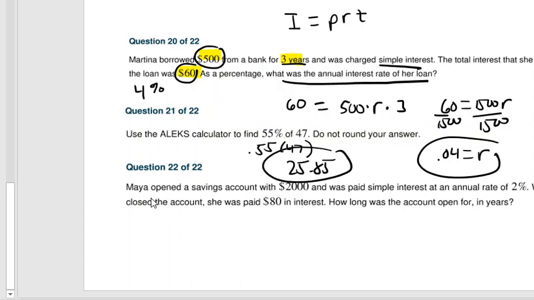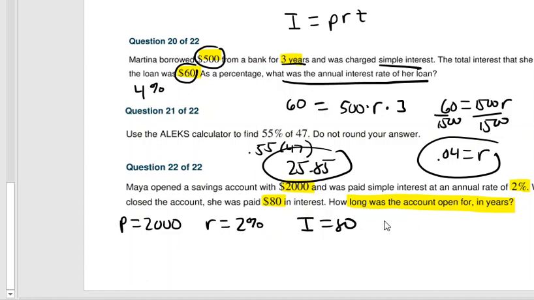Okay, on the last one, Maya opened a savings account with $2,000 and was paid a simple interest rate of 2%. When Maya closed the account, she was paid $80 in interest. How long was the account open for in years? So let's plug the things that we know into this formula. We know the principal is $2,000. We know the interest rate is 2%. We know that when she closed the account, she was paid $80 in interest. And the thing that we don't know on this one is time.